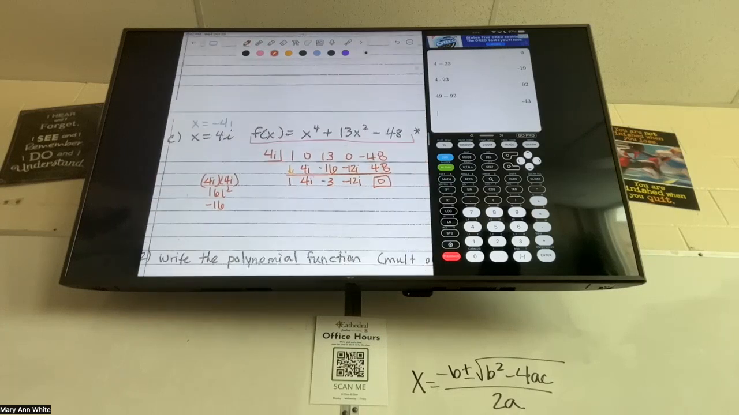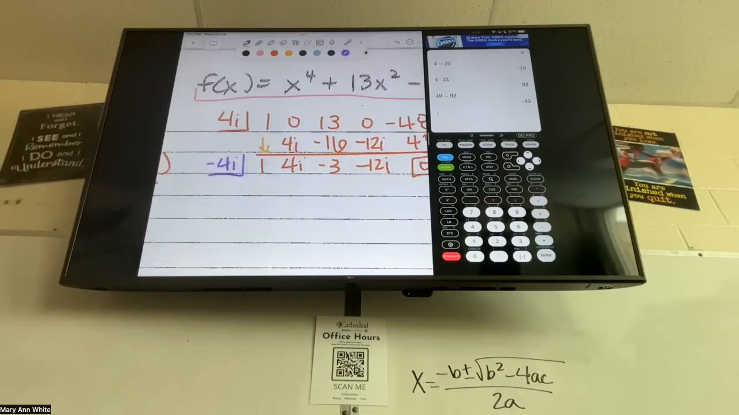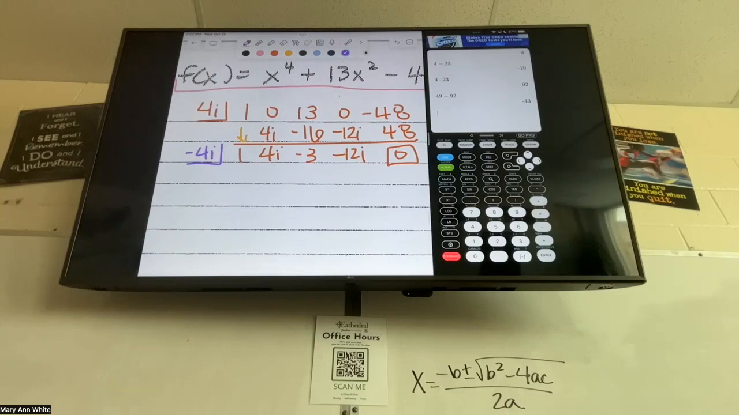Okay, well, let's do -4i, because right now this looks messy. I don't know if I could synthetically divide or factor anything with all these i's. So instead I'm going to do -4i and I'm just going to put that house right next to that line. We're just going to stack them right on top of each other.